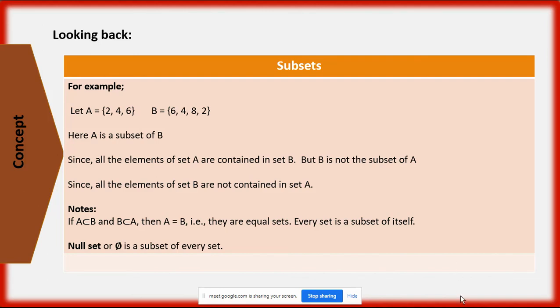Let A be a set having elements 2, 4, 6 and B be 6, 4, 8, 2. Here A is a subset of B. Why? All the elements of set A are contained in set B, because 2, 4, 6 we can see. But B is not a subset of A. Why? Because all the elements of set B are not contained in set A. That's why A is a subset of B, but B is not a subset of A. My students, you are clear about this. And here you can see every set is a subset of itself, that we already discussed.